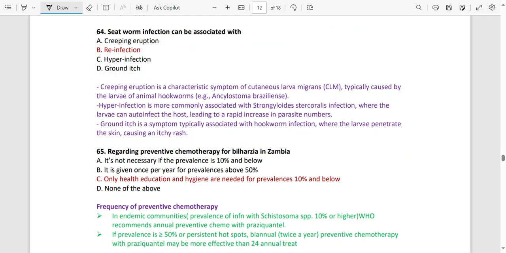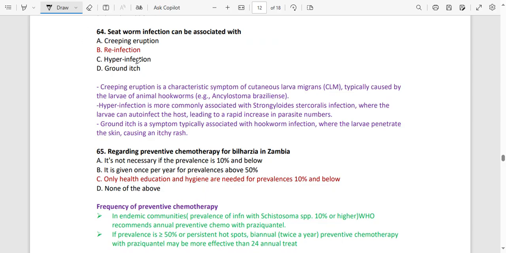The same guy where children will be rubbing the anal area. What's the name again? Yes, Enterobius vermicularis. So we know with Enterobius there is a reinfection, where the person goes back.